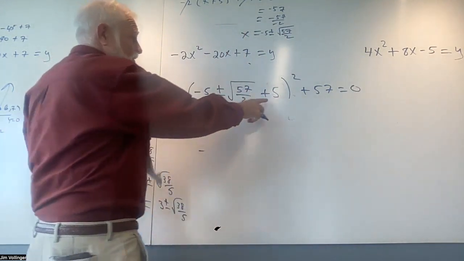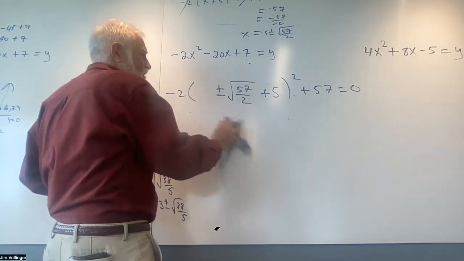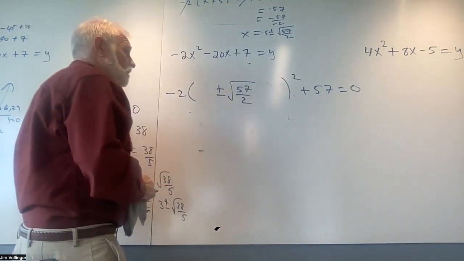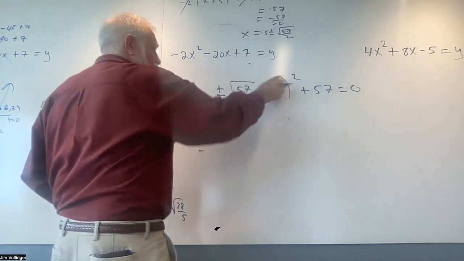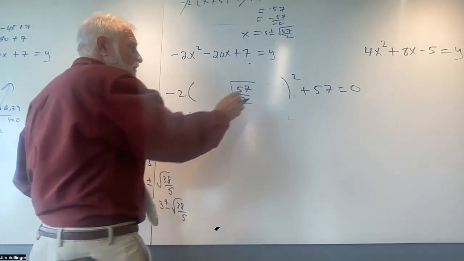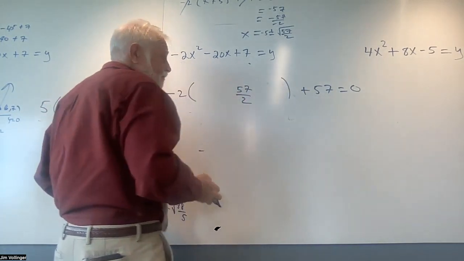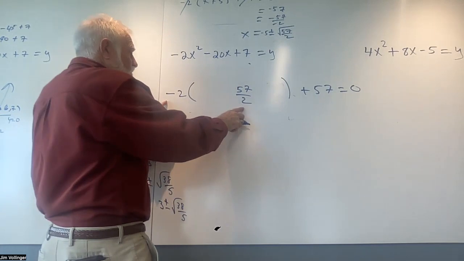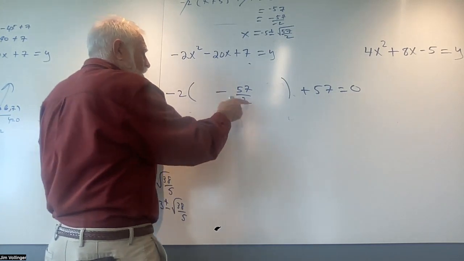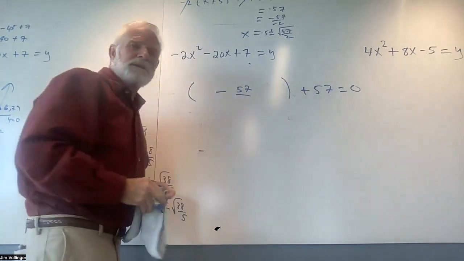Well, I know 5 squared doesn't, so let's get rid of that with the minus 5. Looks like I'm squaring a plus and a minus. Well, that's positive. If I'm squaring a square root, I get what's inside. And minus 2 times 1 over 2 cancels to be a negative 1. And minus 57 plus 57 is 0.